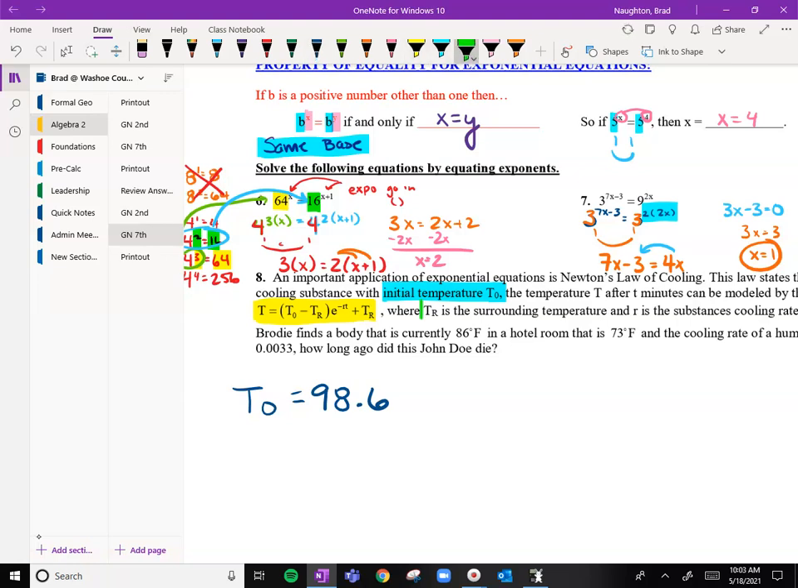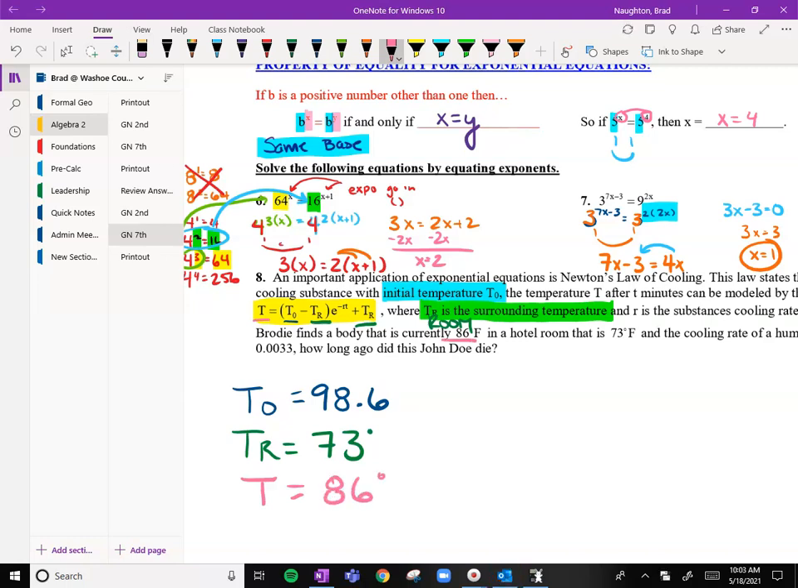All right, then we have the T sub R. That's going to be the surrounding temperature or the temperature of the room. I like to put the R for room. So in this case, the temperature of the room is going to be 73 degrees. And we have that in 2 different spots. We got to make sure that we put that in on our 2 different spots. Now the T is its current temperature. So the current temperature when we found the body is 86 degrees. And last but not least, the thing we need is that R, which is hiding up there at the top. And everything's got a cooling constant that's a little bit different. So we're just going to give you that cooling constant.